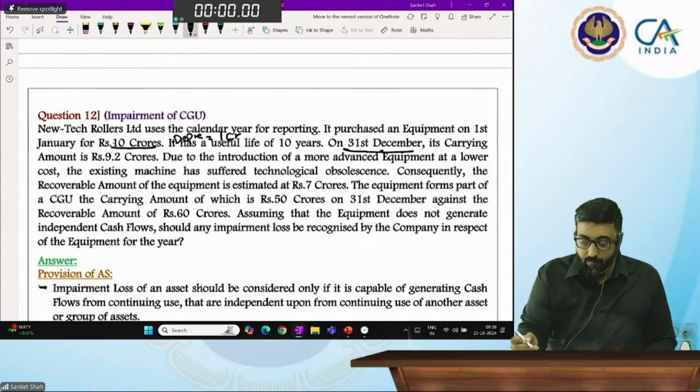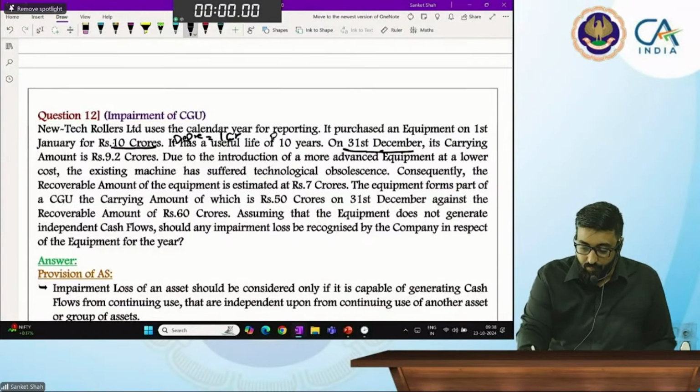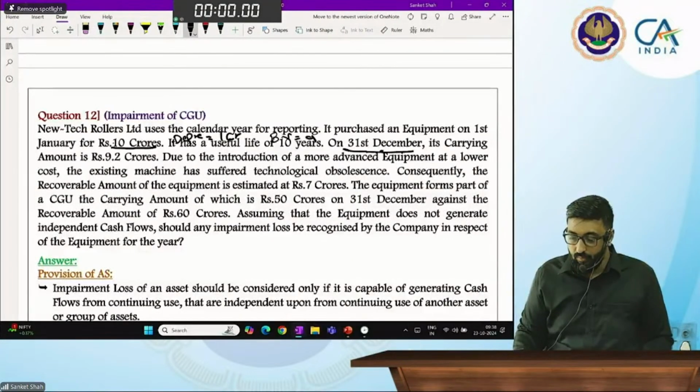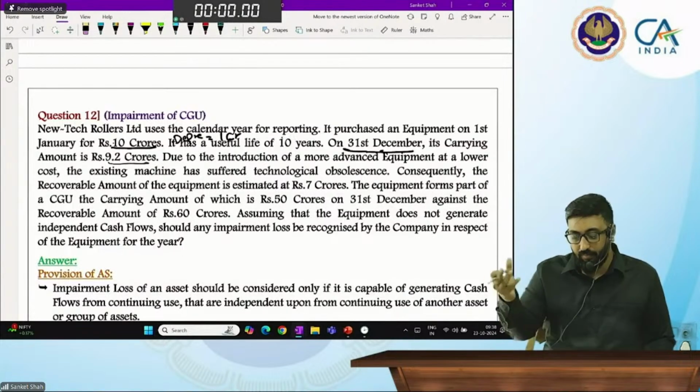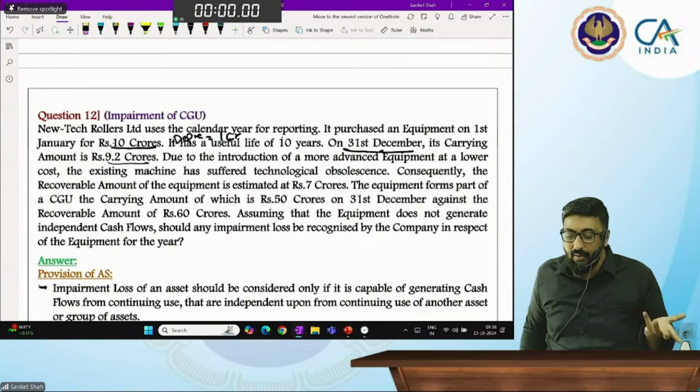10 crores by 10, 1 crore. So what is the book value? 9.2. नहीं नहीं नहीं. At last, it's carrying. It's 9, no? Yes, sir. But it is carrying at 9.2. Why? Because its carrying amount is 9.2 crores. We used some different depreciation basis.